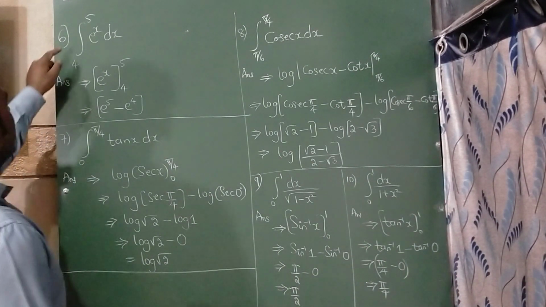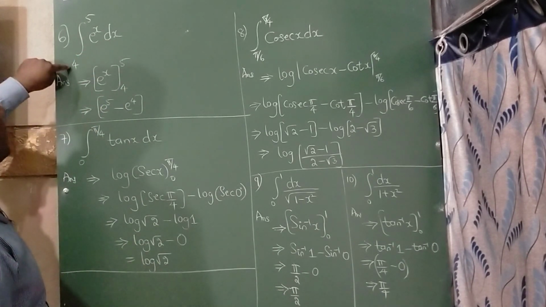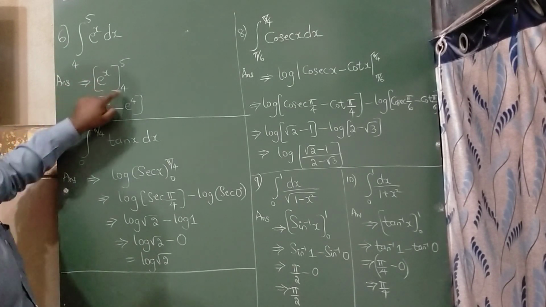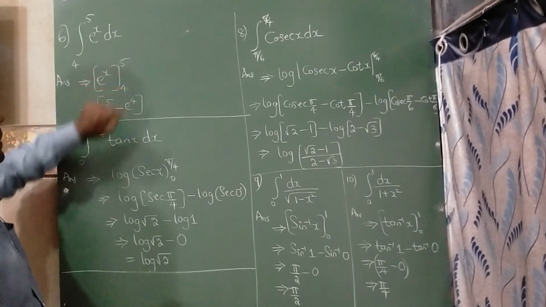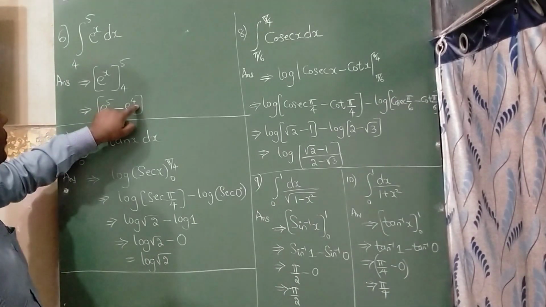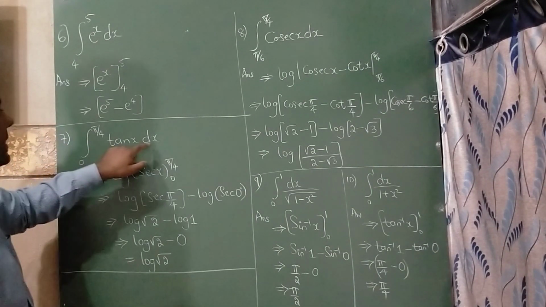Now question number 6 is integration of e raised to x dx. So range is from 4 to 5. So integration of e raised to x is e raised to x, and lower limit is 4, upper limit is 5. So e raised to 5, that is upper limit, minus e raised to 4, that is lower limit. Fine.